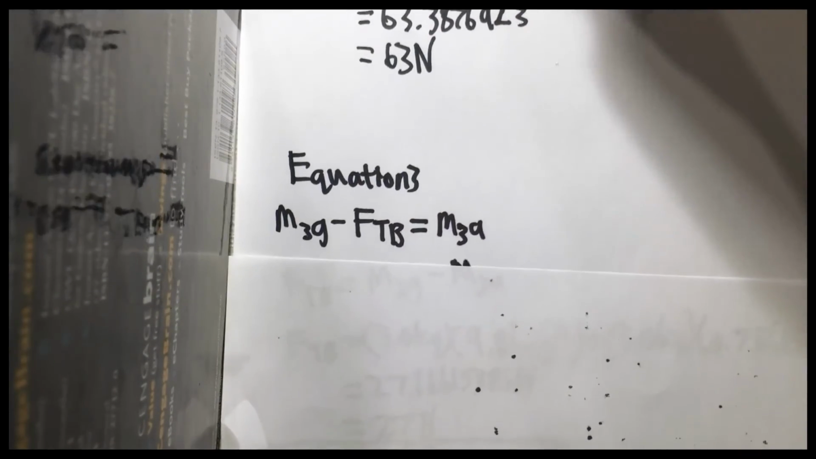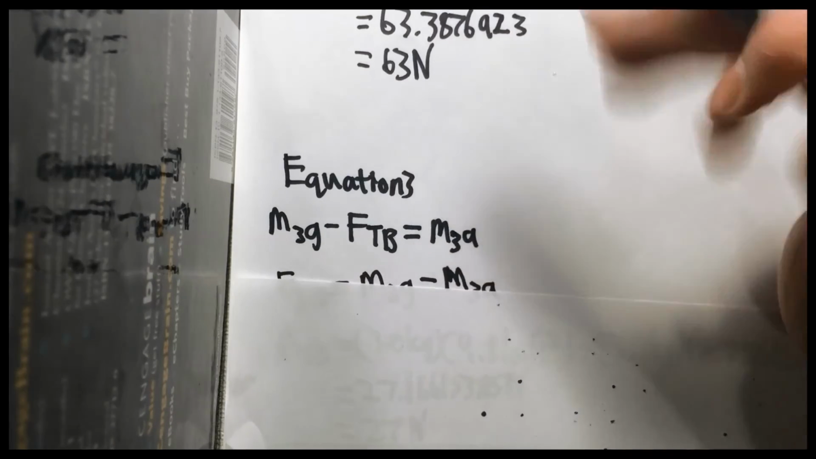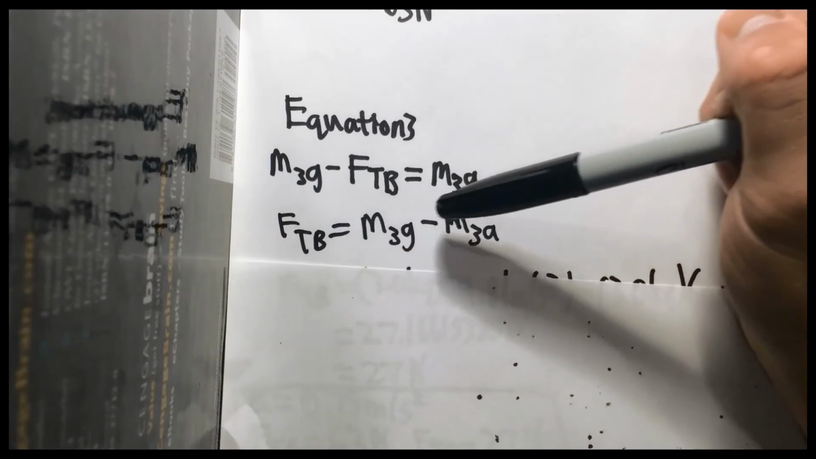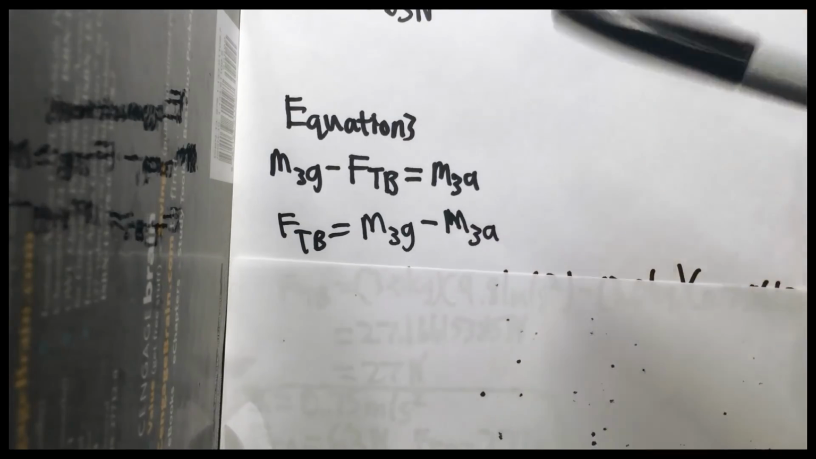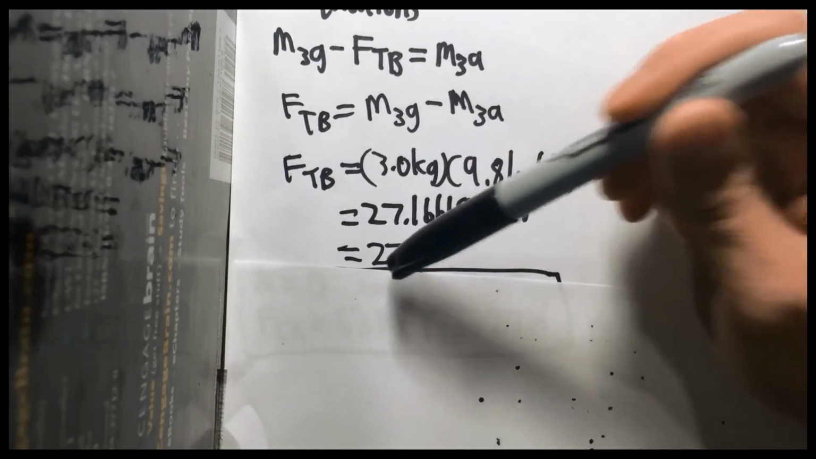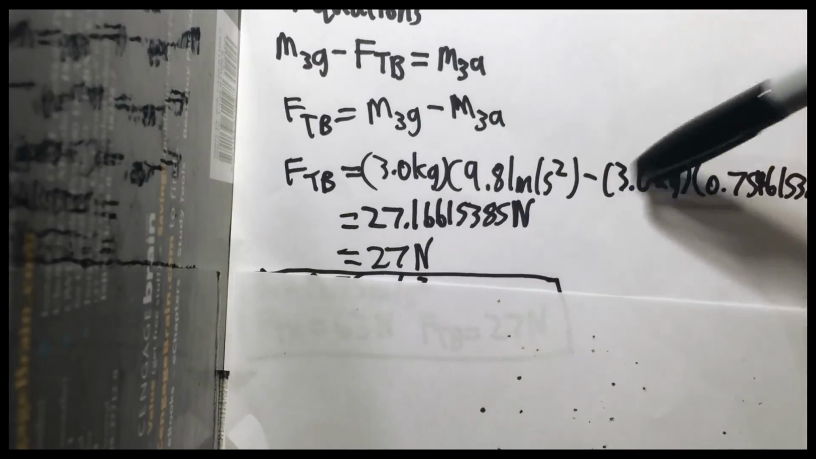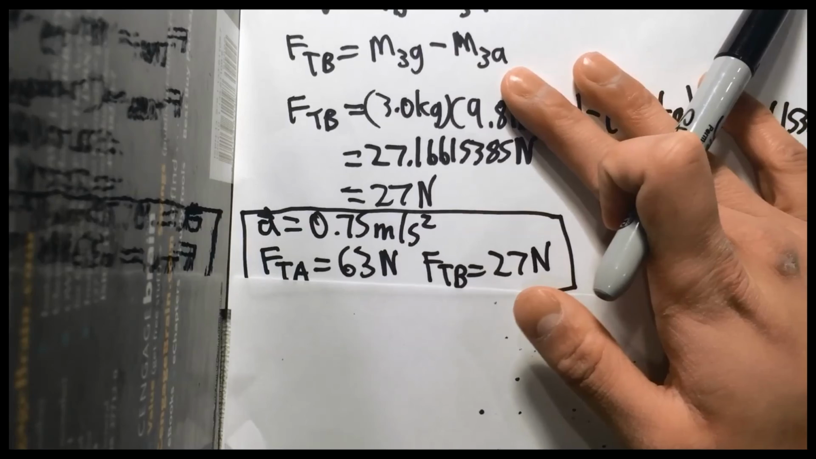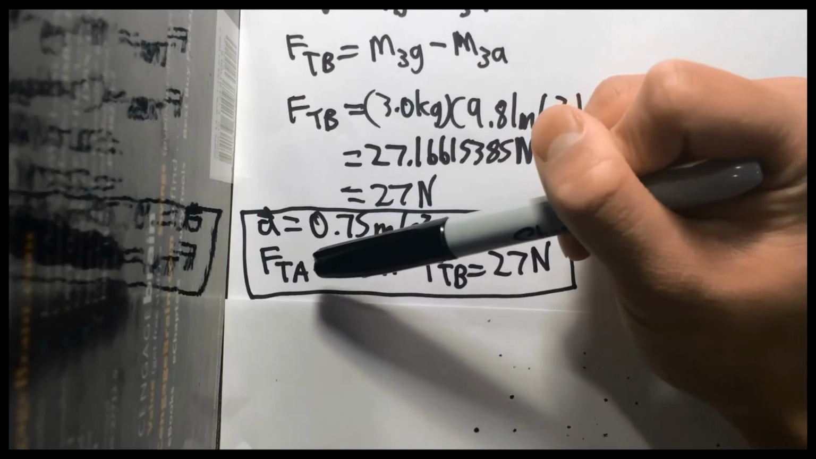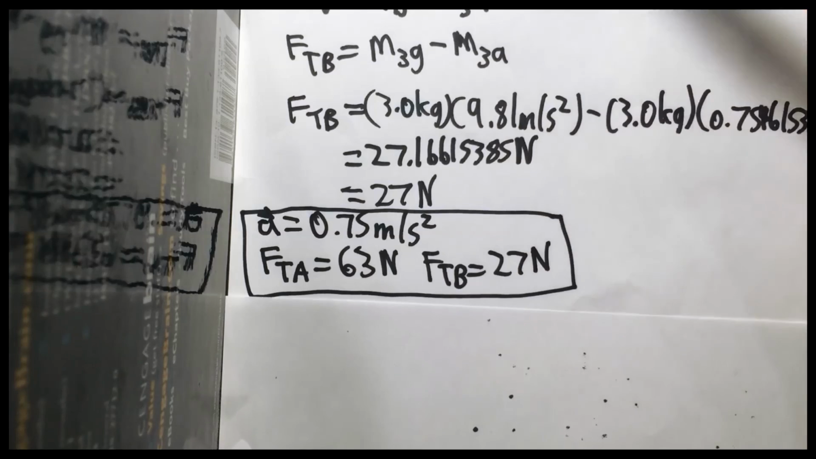For our force of tension B, we'll use equation number 3, which is M3G minus FTB equals M3A. And that is going to be rearranged FTB equals M3G minus M3A. We know all the values, we just need to plug in our numbers. Plug into our calculator and solve. Remember, 2 sig figs for both FTA and FTB because we're accounting for our significant digits. And so our final answer is going to be the acceleration on each object is 0.75 meters per second squared. Our tension in string A is 63 newtons and our tension in string B is 27 newtons.